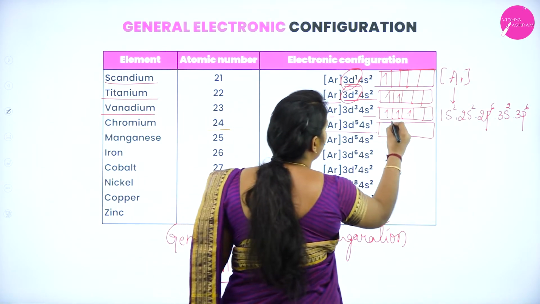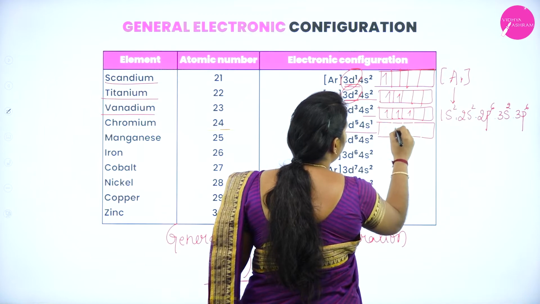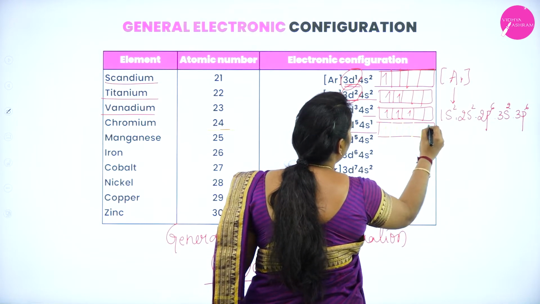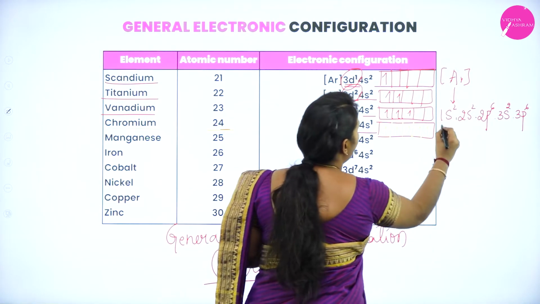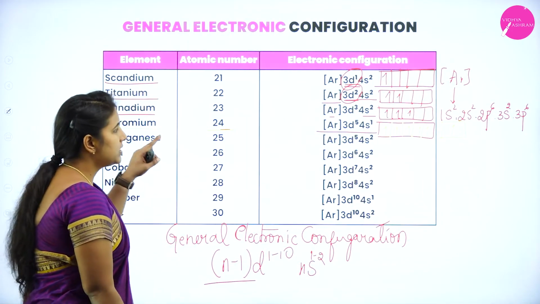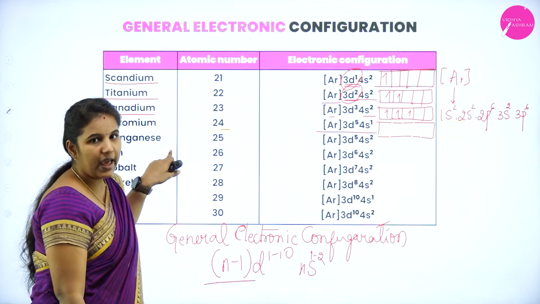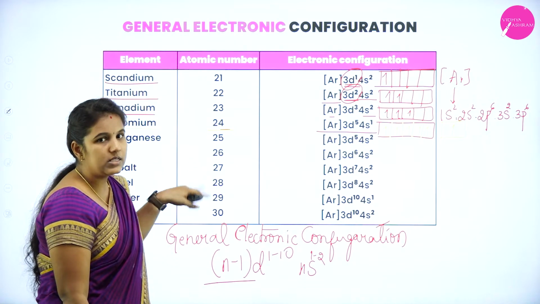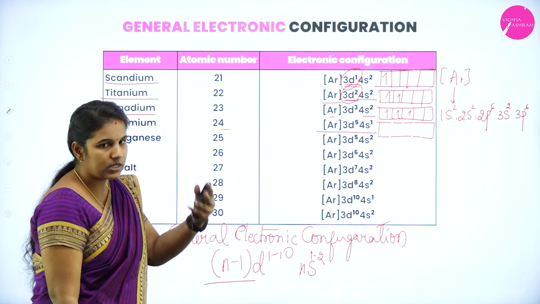How do you fill the electrons? So it consists of 1, 2, 3, 4 and 5. Okay. Again in the 4s, we have 1 electron which is unpaired. So this is the exceptional case which is there in the 3d series. More about this you are going to study in the next concept.